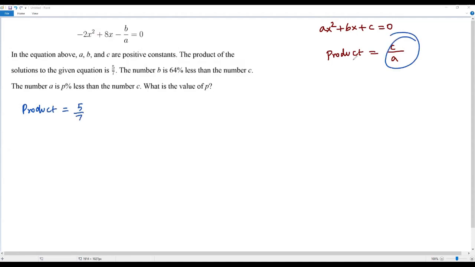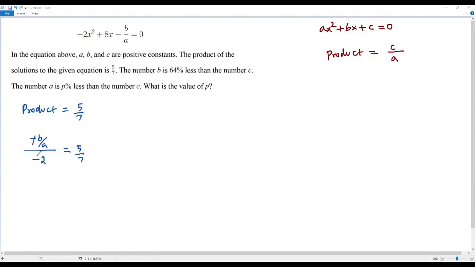Now we can use the formula in this quadratic equation. Here we have to consider the constant term. The constant term in the given quadratic equation is negative b over a. So let me write it. It has to be divided by the coefficient of x squared. Here the coefficient of x squared is negative 2. So let me write over here equals 5 over 7.